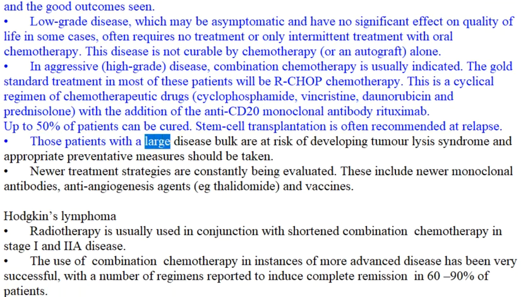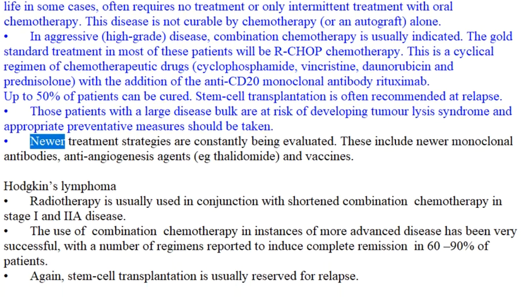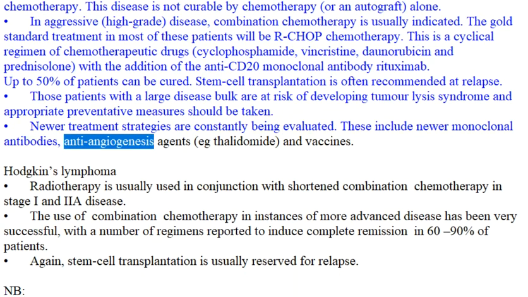Those patients with a large disease bulk are at risk of developing tumor lysis syndrome and appropriate preventative measures should be taken. Newer treatment strategies are constantly being evaluated. These include newer monoclonal antibodies, anti-angiogenesis agents, e.g. thalidomide, and vaccines.